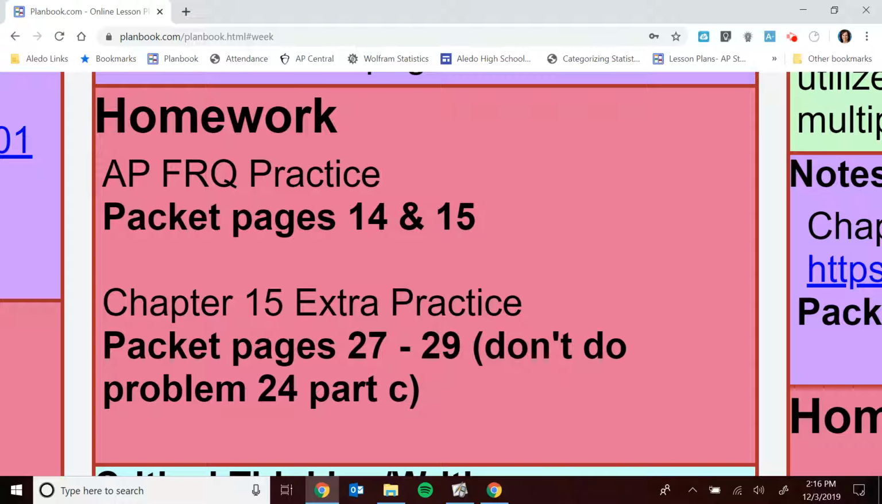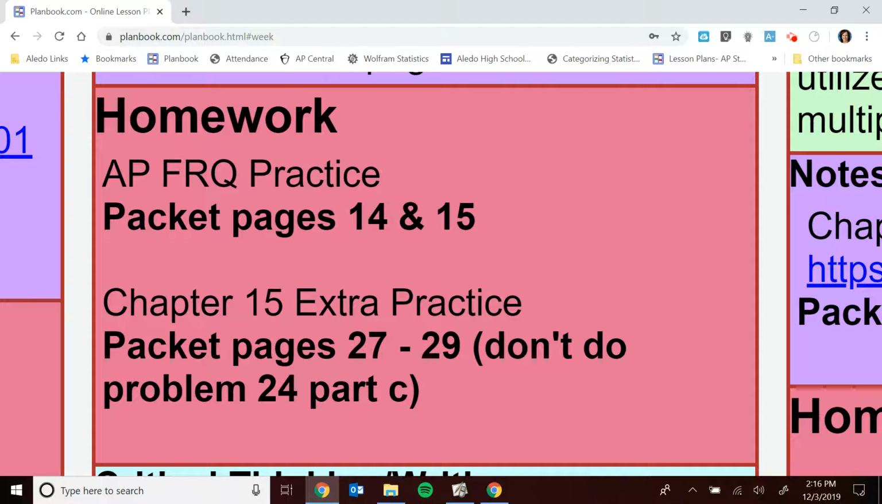All right, so this is what we'll do for homework. So I'll just show that to you here. And again, the extra practice will be your 27 to 29. The AP FRQs are kind of some review stuff from earlier. But do notice that on page 29, the last one, number 24, has parts A, B, and C. Do parts A and B, but not the C, because part C asks about independence. And that's actually what we're going to talk about tomorrow.